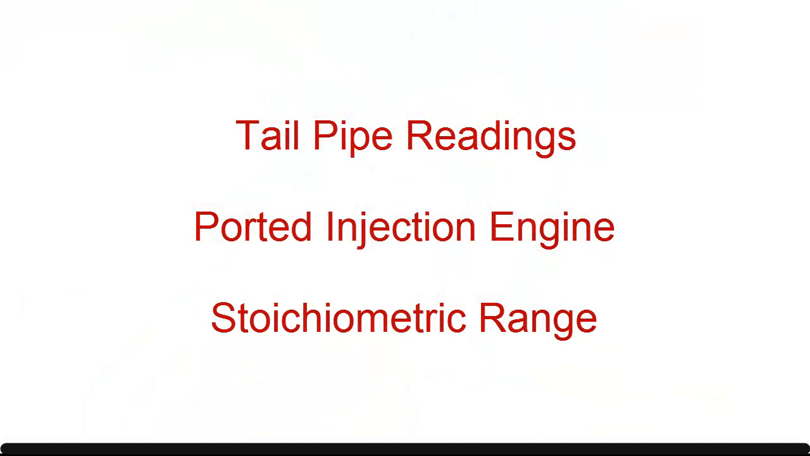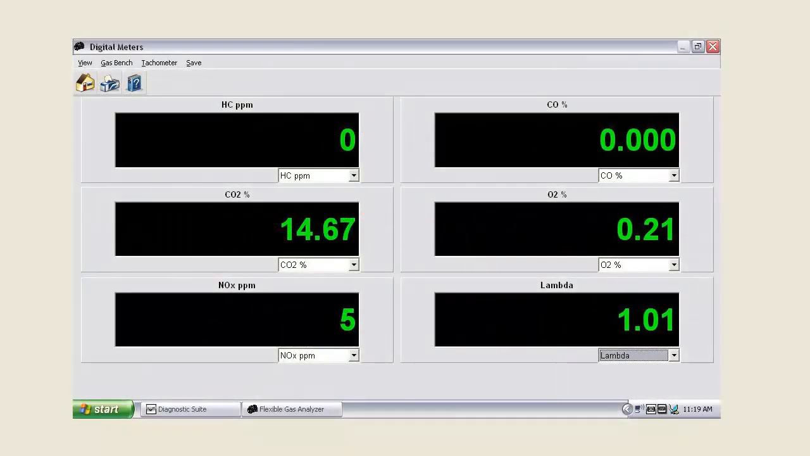The engine is running in the stoichiometric range. At 2500 RPM, hydrocarbons 0 parts per million, carbon monoxide 0%, NOx 5 parts per million, carbon dioxide 14.67%, oxygen 0.21%, lambda 1.01.